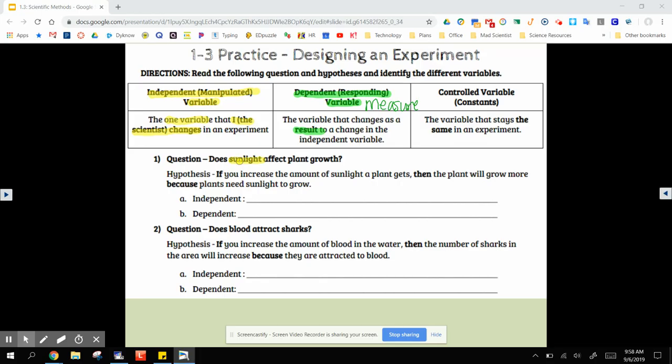So I'm going to highlight sunlight in the question, and then in the hypothesis, you can also see amount of sunlight is there as well. So those are well written because you can see the independent variable in both of those.